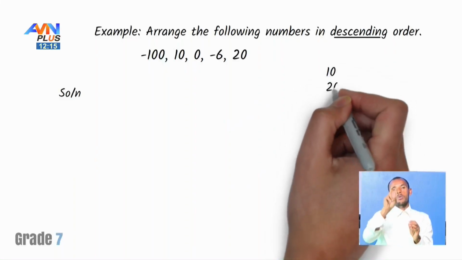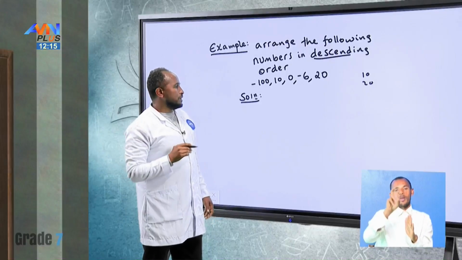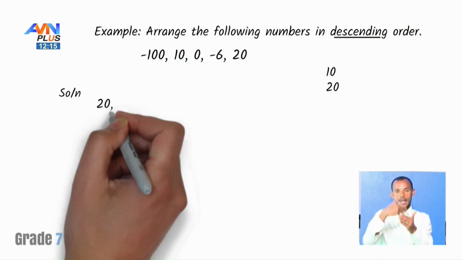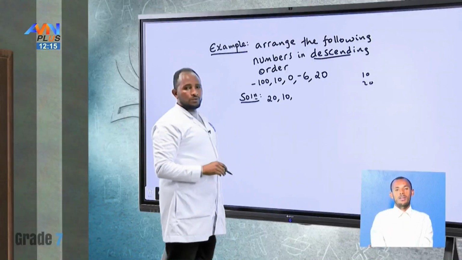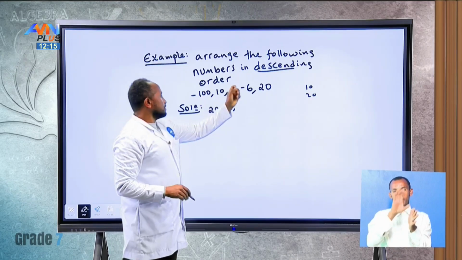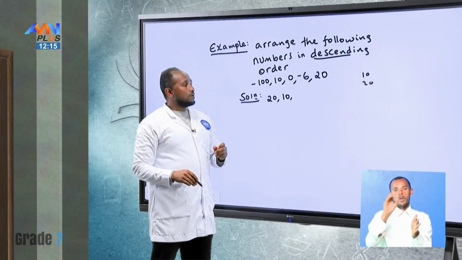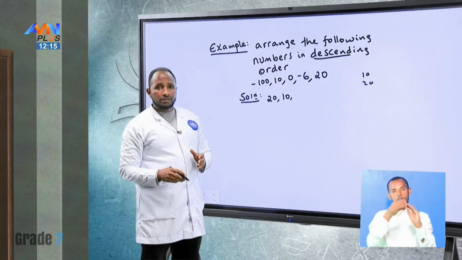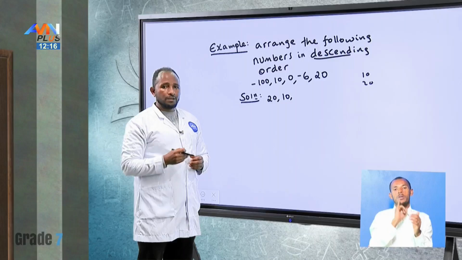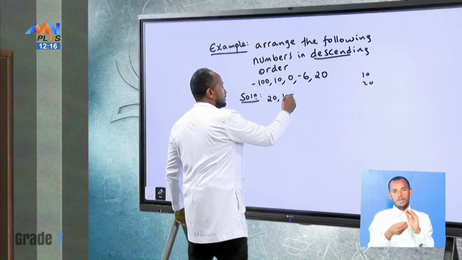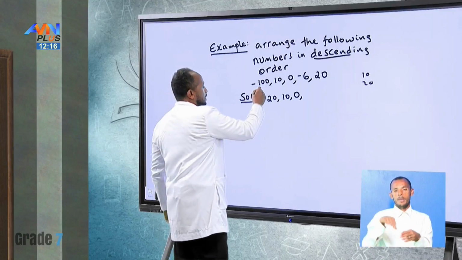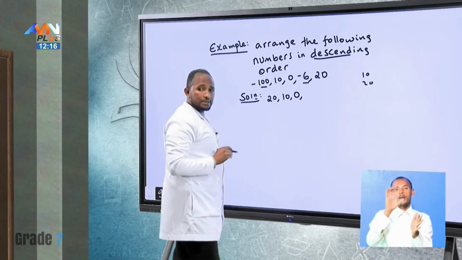Which of these two is bigger? Good, 20 is bigger. Therefore, 20. The next number is 10. Next to 10, we have remaining minus 100, minus 6, and 0. Of these three numbers, which is the biggest? Good. 0 is the biggest because 0 is greater than negative numbers. So the next number is 0. Now, the remaining numbers are minus 100 and minus 6.